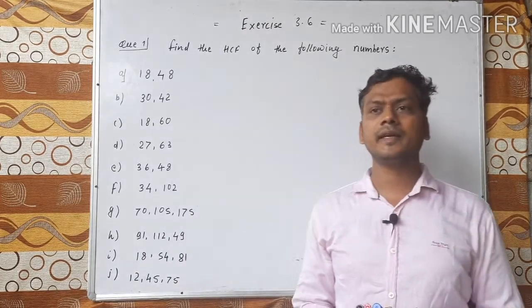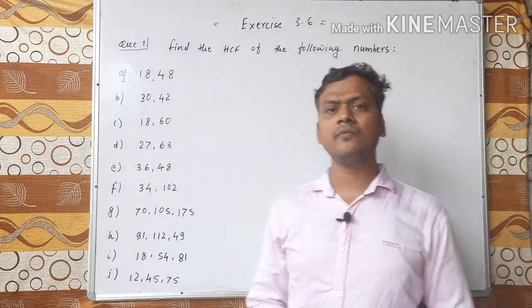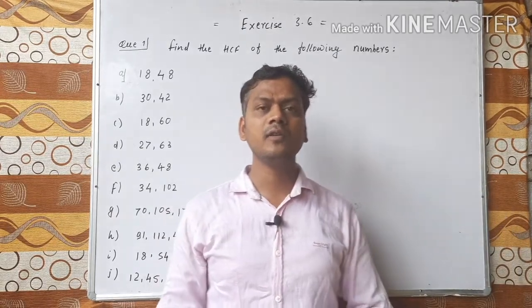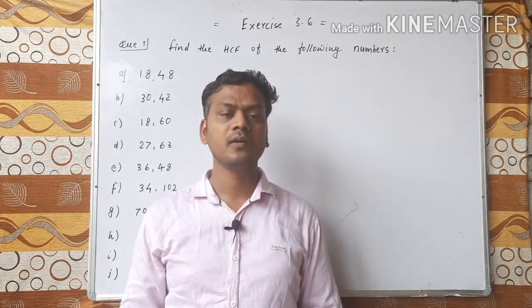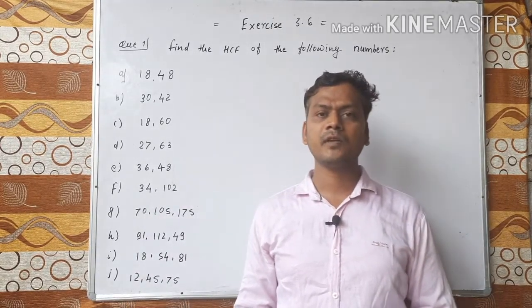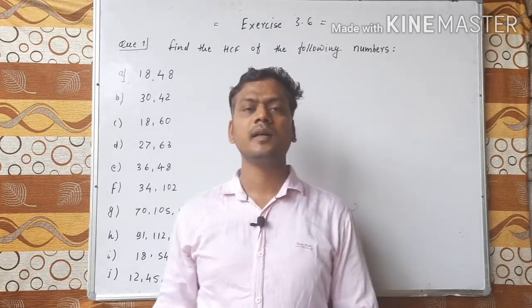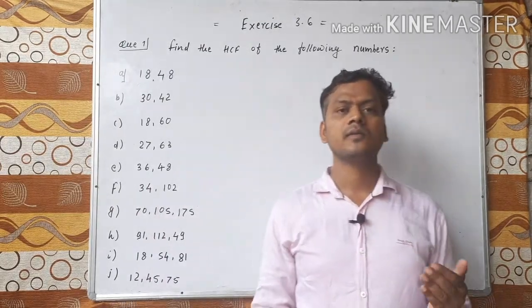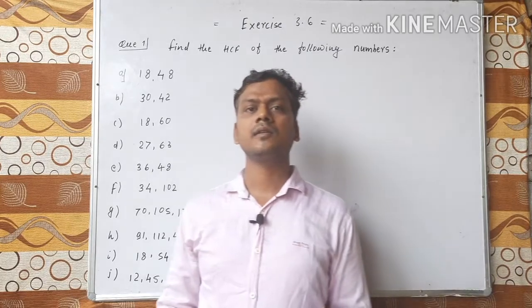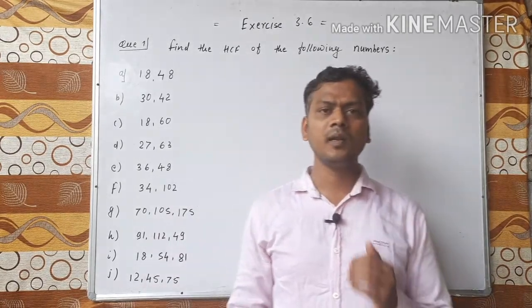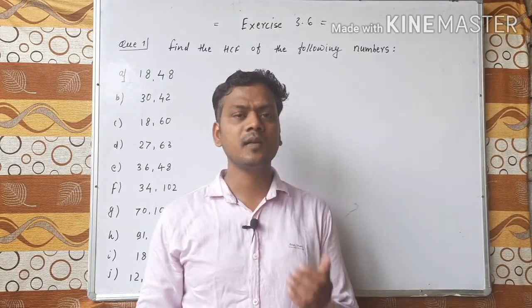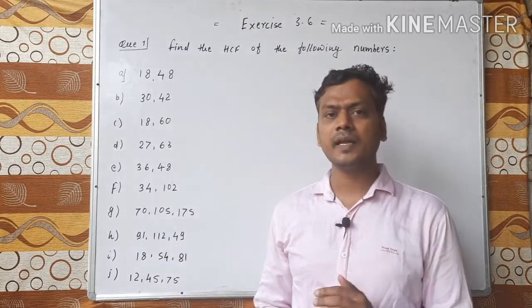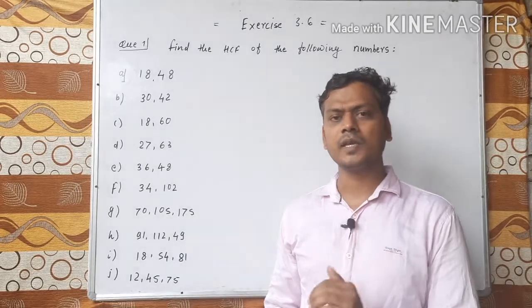Firstly, step 1 is to find the prime factorization of the given numbers. Then finally we find such a common number, such a common digit, that is present in the different numbers' prime factorizations.